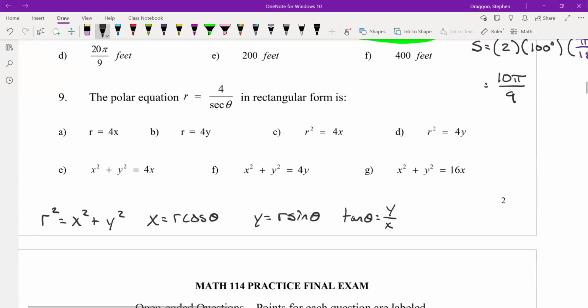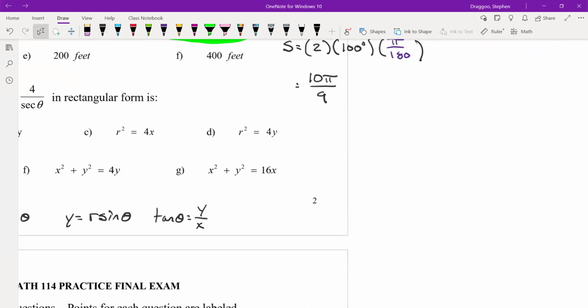So first thing I'm going to do when trying to solve this thing is I want to rewrite it to be 4 times cosine theta. R equals 4 cosine theta, rather than 4 over secant theta. Right. It's easier to just have things in terms of sine and cosine as we try to make substitutions, and dividing by secant is the same as multiplying by cosine. So I'll make that substitution first.